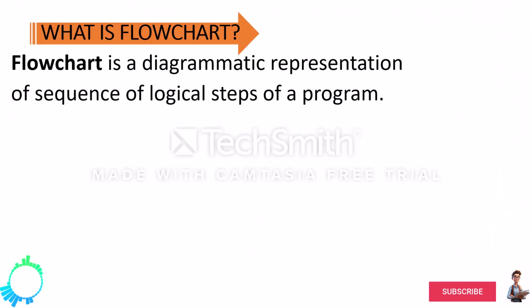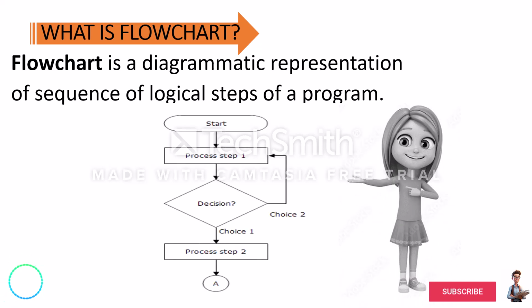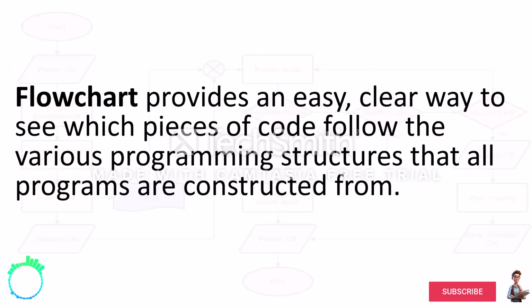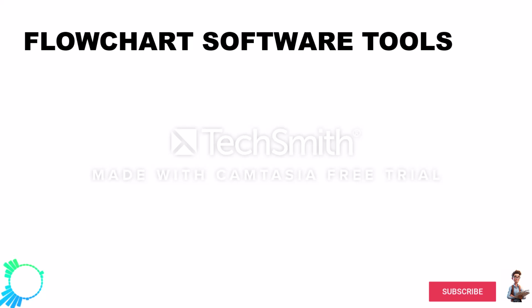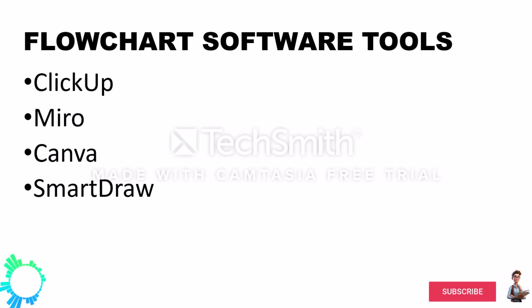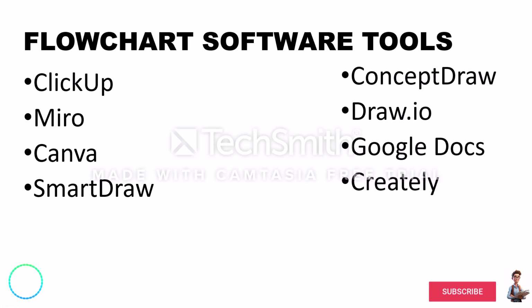Now, what is a flowchart? A flowchart is a diagrammatic representation of the sequence of logical steps of a program. We say that a flowchart provides an easy, clear way to see which pieces of code follow the various programming structures that all programs are constructed from. Now let's look at some software or applications that we can use to create flowcharts. We have Lucidchart, Miro, Canva, SmartDraw, ConceptDraw, Draw.io, Google Docs, and Creately.